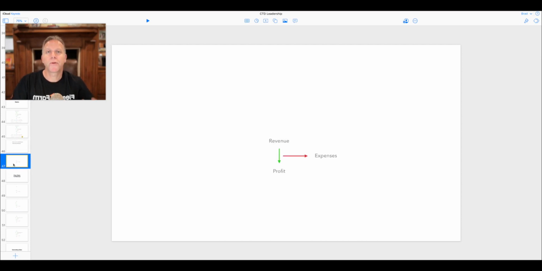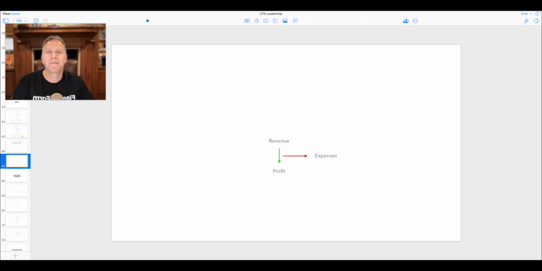But let's start off with the most basic thing of all, and that is the general idea of business and just the whole profit and loss thing, right? So you have revenue, that's money that's coming to the business. There's expenses that have to be paid. And after those expenses are paid, you're left with profit.